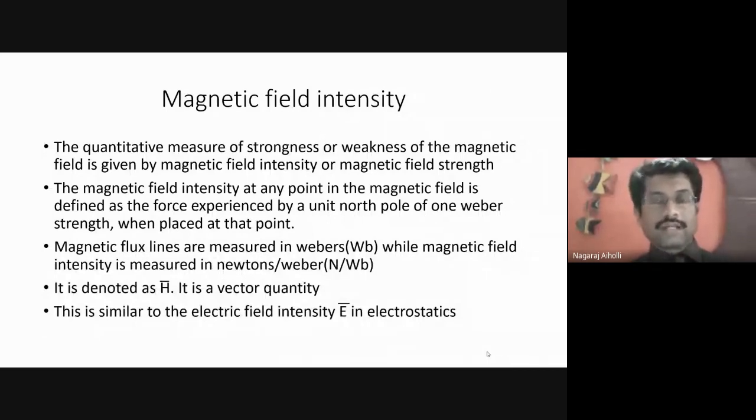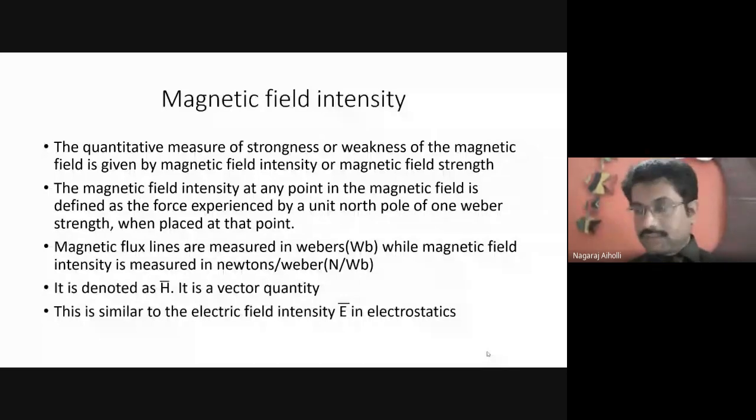When there are two poles, north pole and south pole, there is a magnetic field moving from the north pole to the south pole, and then it completes the loop from south to north. That means there are flux lines moving from the north pole towards the south pole, and from the south pole towards the north pole, which complete the path. So it forms a closed path for the magnetic fields.